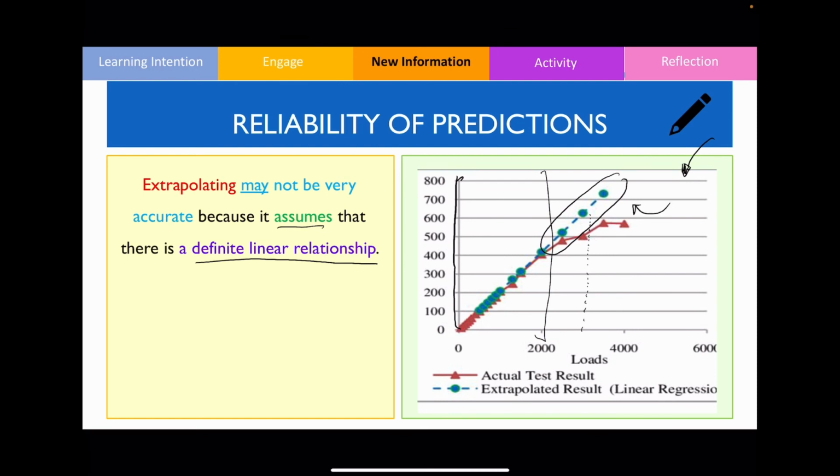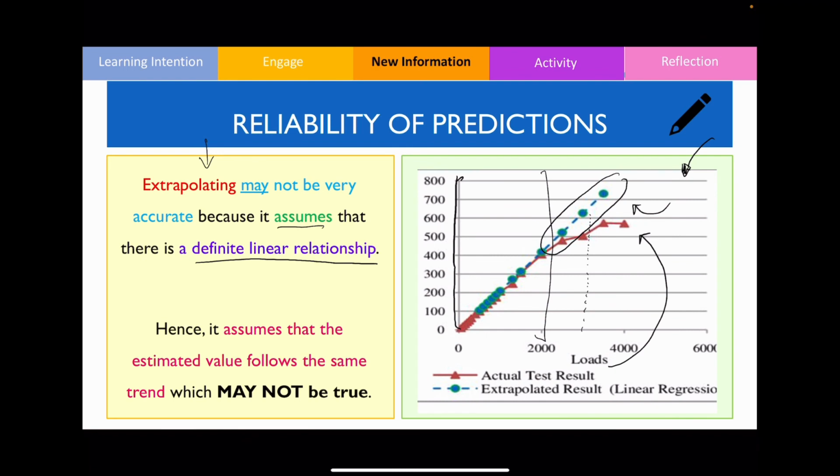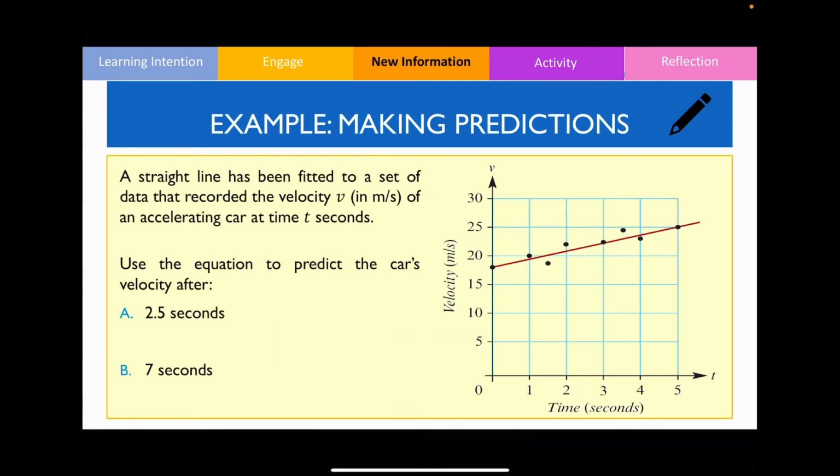However, as you can see over here, if you were to actually conduct the test and collect the results, this actually has a non-linear relationship. And because there's a possibility of it following a non-linear relationship, that's the reason why this is inaccurate compared to interpolation. Hence it assumes that the estimated value follows the same trend, which may not be true at all. Let's quickly go through some examples now.